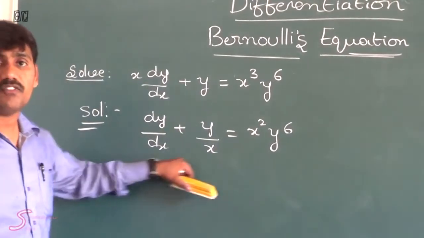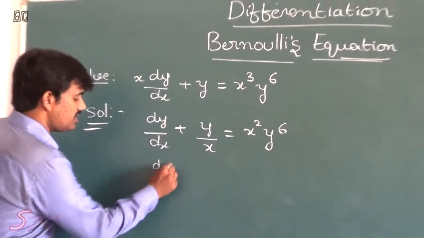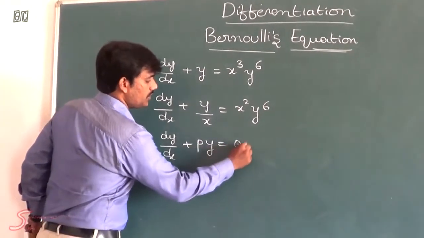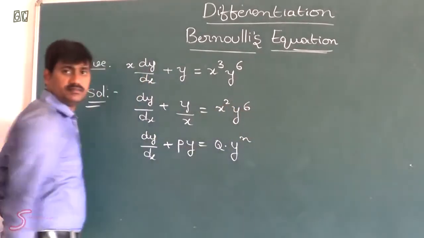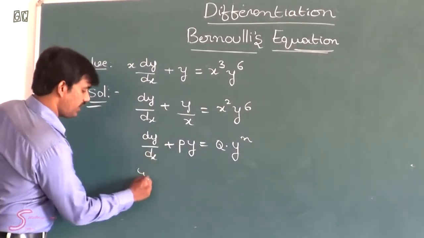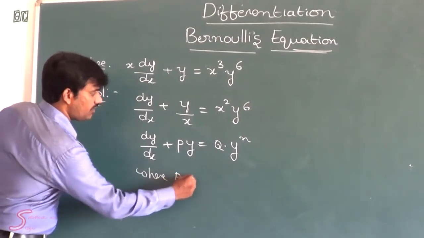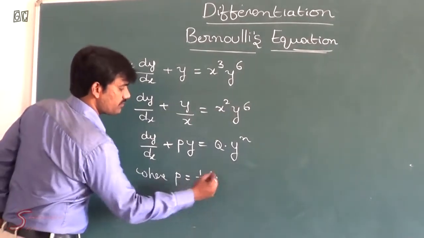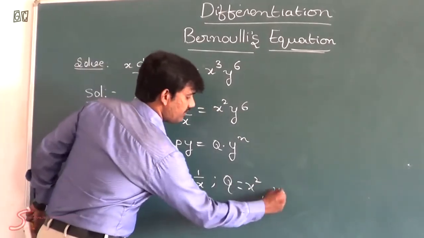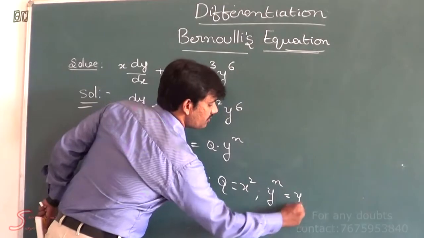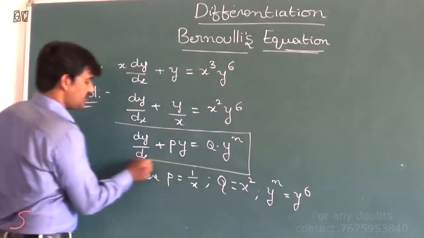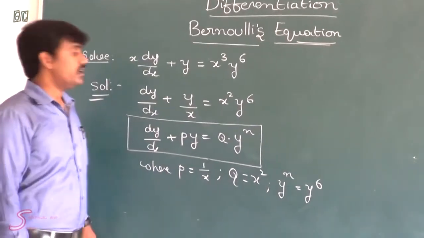This is in the form of Bernoulli's equation, that is dy by dx plus py equal to q into y power n. If we compare these two, the value of p is 1 by x, the value of q is x square, and y power n is y power 6. So this is all about the notation for Bernoulli's equation.